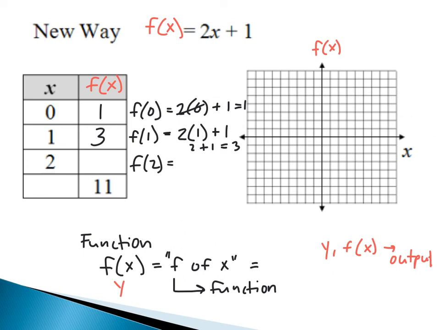What I'm going to do is I'm going to write 2 times 2. Again, wherever I see x, I'm going to replace it with that value of 2. And then I'm going to simplify. So 2 times 2 is 4, plus 1 is going to equal 5. Okay, so that's going to give me 5.